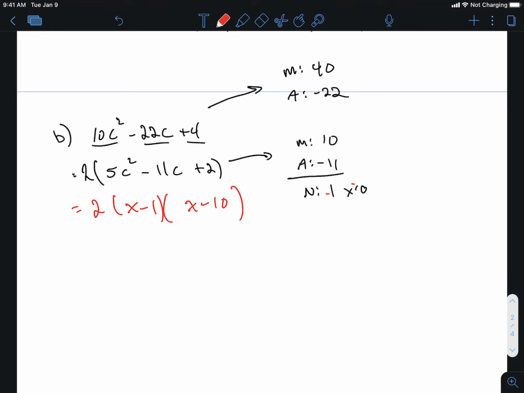So this is like the multiply-to-10, add-to-negative-11 pair. What's the one that multiplies to 10? Negative 1 times negative 10. Those work, right? Two negatives make a positive, and when you add them, it also gives you negative 11. Right? So, we did the last one with decomposition. Let's do the table this time. Okay?